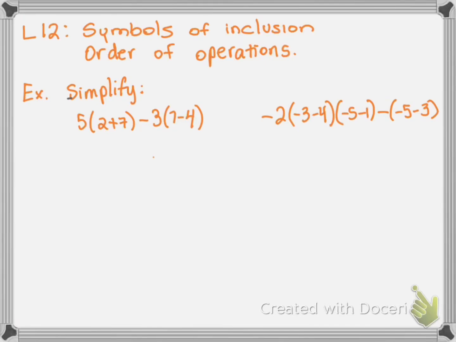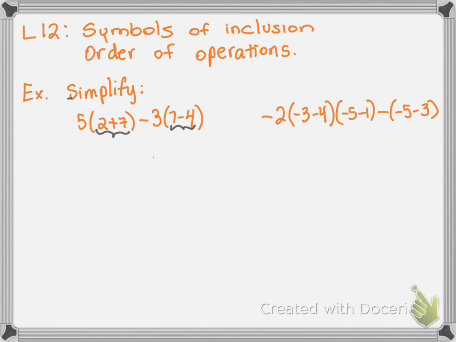Hello, today we're going to do lesson 12, symbols of inclusion and order of operations. Remember that symbols of inclusion are the parentheses, the brackets, and the braces. What they tell us is that we have to do whatever is inside first. So in this case, we would have to simplify first the parentheses here, and then multiply by the numbers in front, and then do the addition.